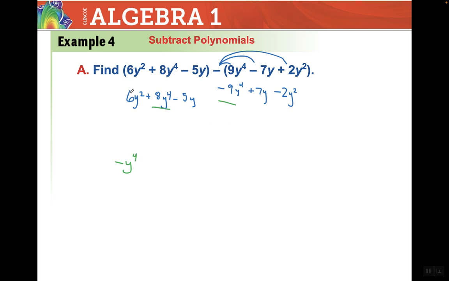My next highest are 2's, so I have a positive 6y squared and a -2y squared, so I have a positive 4y squared. And then I have a -5y and a positive 7y, so that gives me a +2y. If I asked you what the leading term was, the leading term is this whole term, -y to the 4th. And if I asked you for the leading coefficient, you would tell me it's -1.